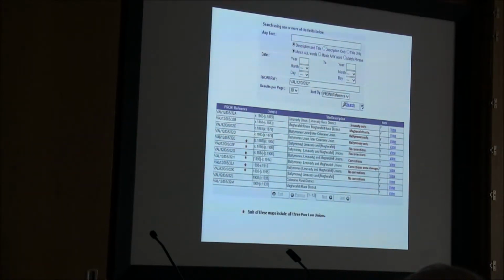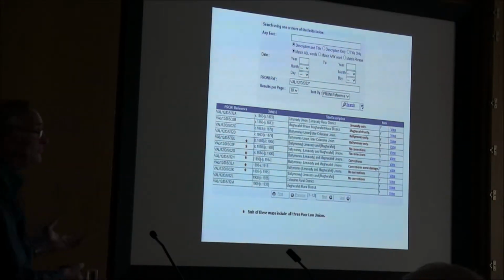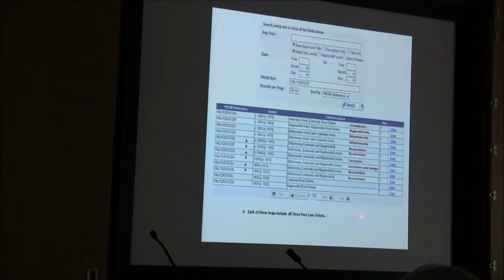the Val 12D. And out it came, and this is the one that comes out for Gortade. Now, I'm going to dwell on this in a minute because if you're going to use these maps, you have to really understand this. This is where people get confused. You'll notice that there are 12 maps covering the period from 1860 to 1935.